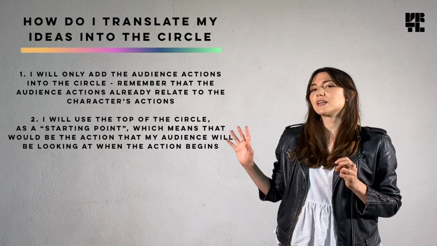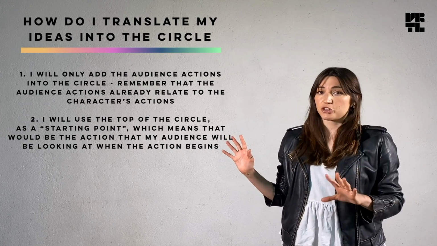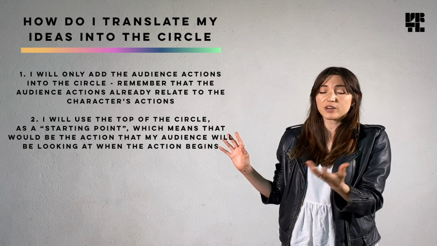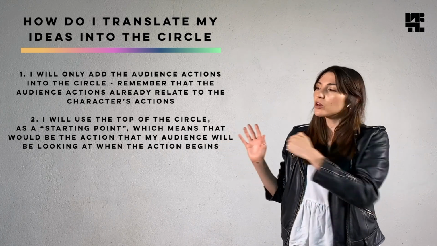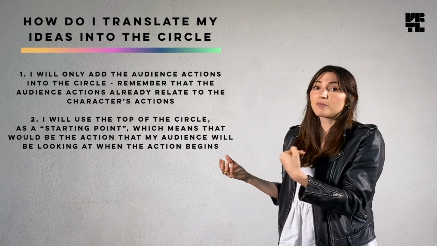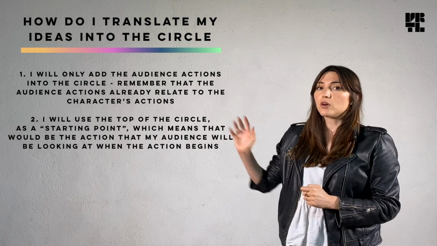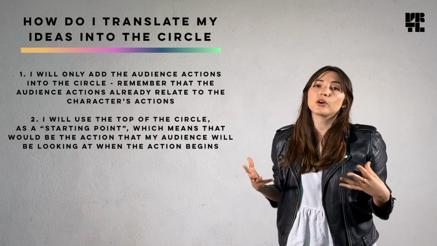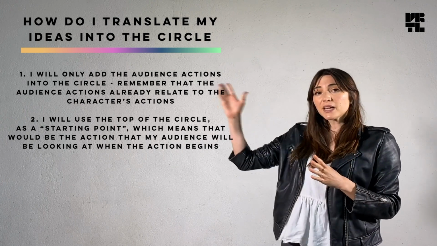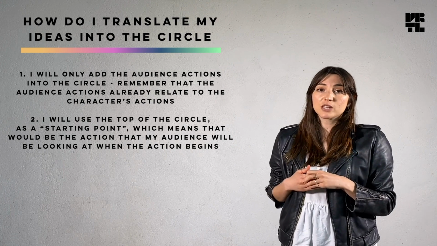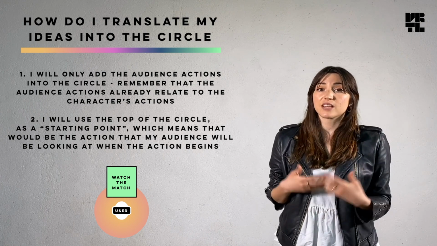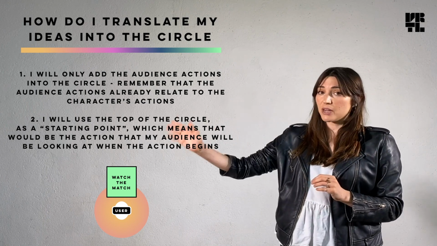So how do I translate this into the circle? Into the circle, in the first place, I will only translate the audience actions. The audience actions always take into consideration the character's actions, because, for example, one of them is that I can listen to Mike. But I will only translate the experiential capacities of my audience into that wall. Also, in that wall, I will use the north to indicate the action which will be the starting point of that wall for the audience. For example, in my case, for the festival, it will be to watch the match. Because what I imagine is that whenever the audience puts on the headset, the first thing in front of them is going to be the match.